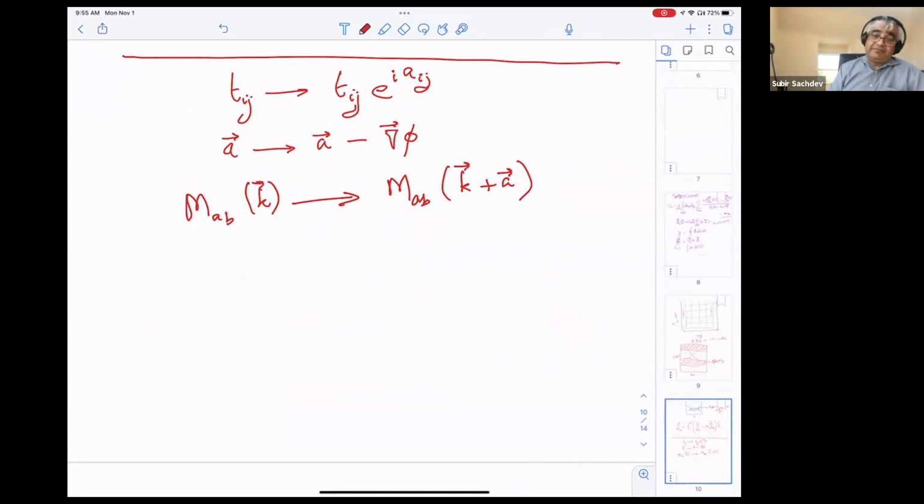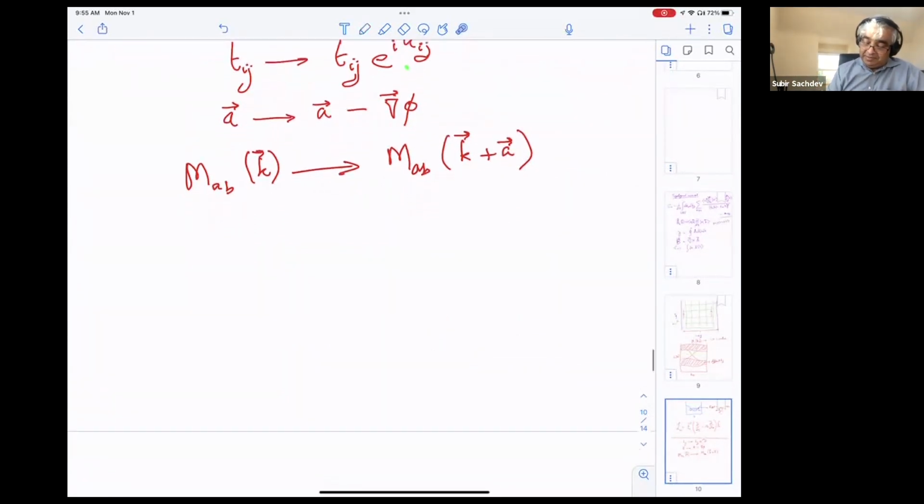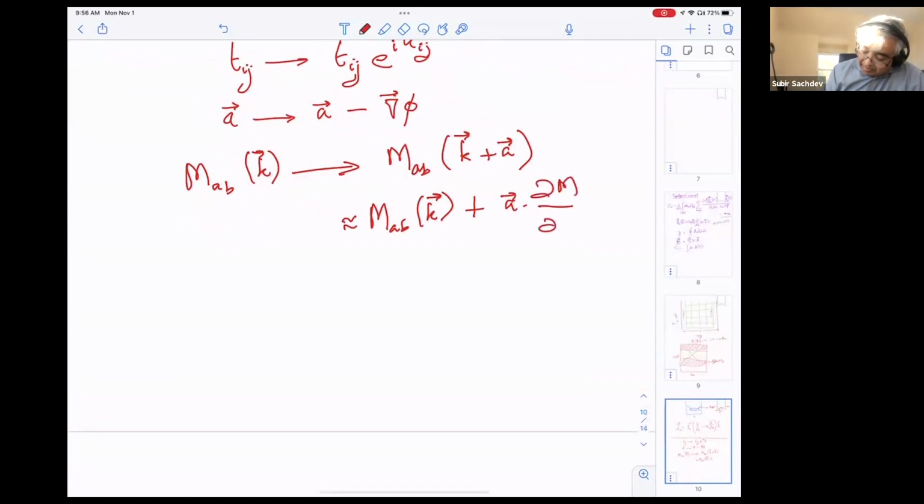It's just a shift in the wave vector because of the way it appears. You can already see it from this structure here. And that's approximately equal to M_AB of k plus A dot dm/dk, and various other terms that don't matter.